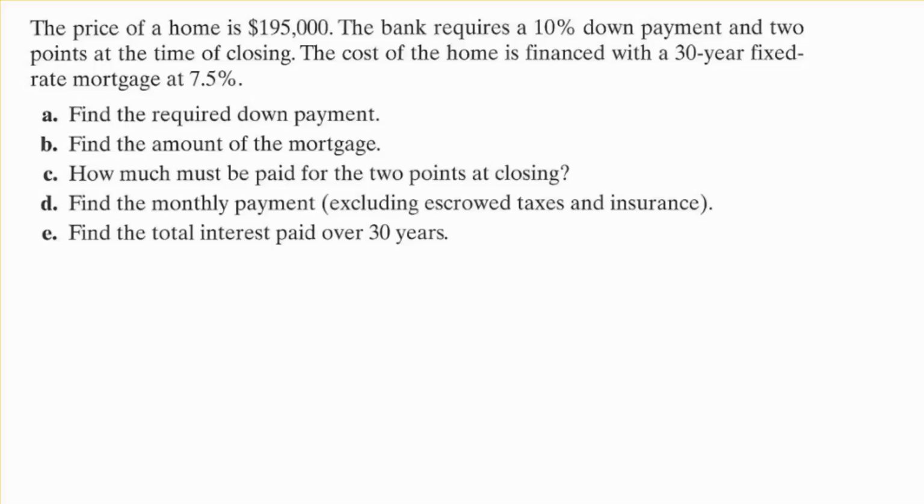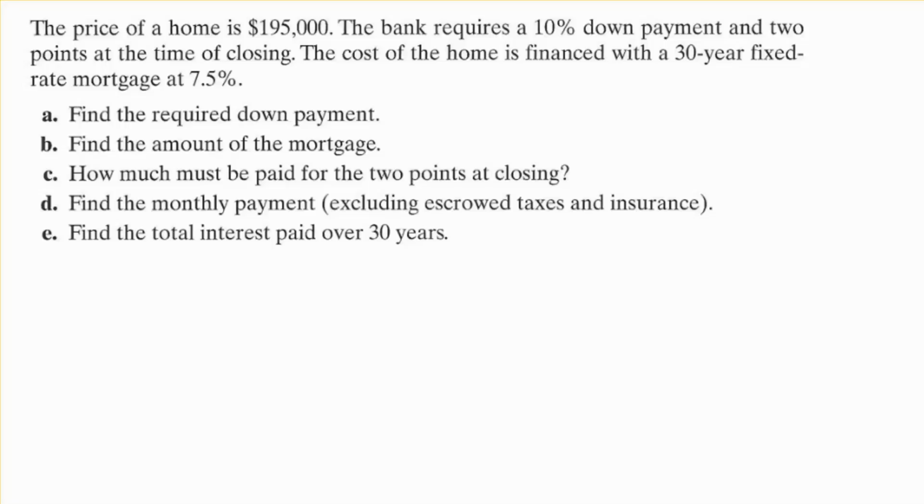The price of a home is $195,000. The bank requires a 10% down payment and 2 points at the time of closing. The cost of the home is financed with a 30-year fixed rate mortgage at 7.5%. Fine. So we're going to go through and answer all these questions and talk about the cost of homeownership.